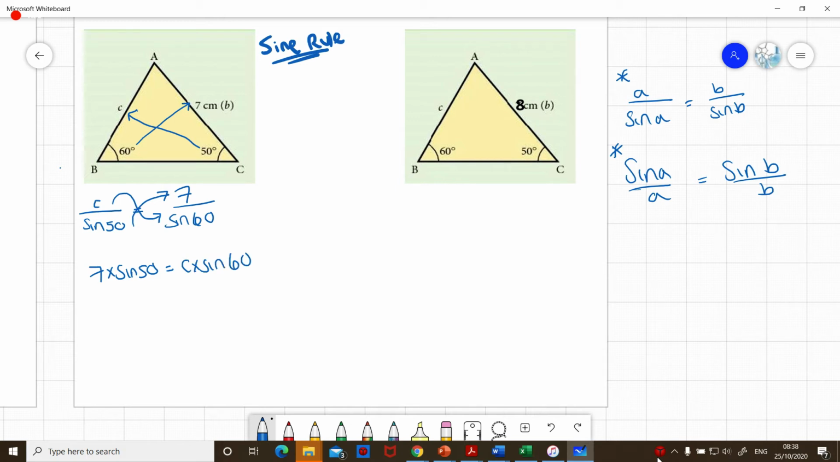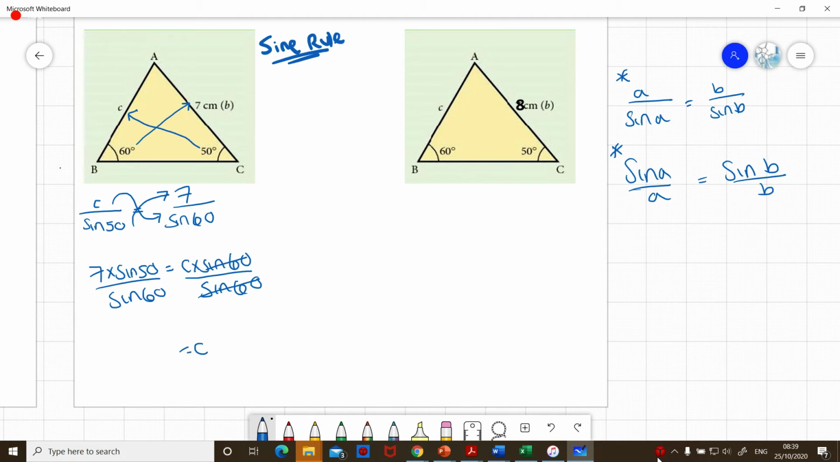Now we need to get C by itself. The only way we can get C by itself, here we're multiplying it by sine 60. The inverse of multiplication is dividing by sine of 60. And I'm going to divide here by sine of 60. Look what's going to happen. This sine 60 will cancel out with this sine 60. And we have C is equal to this fraction, which we can put in our calculator.